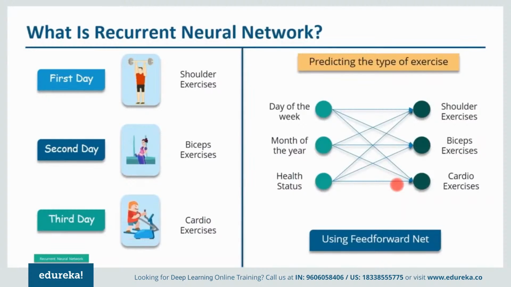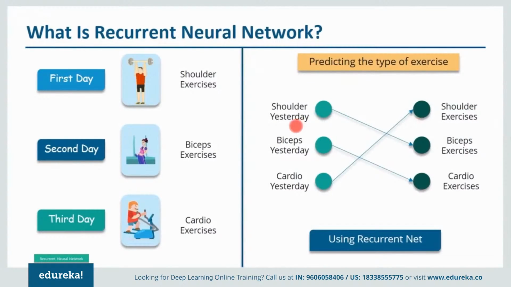So whatever output we'll get won't be as accurate as we want it to be. Now what if I change my inputs and I make my inputs as what exercise I've done yesterday? So if I've done shoulder, then definitely today I'll be doing biceps. Similarly, if I've done biceps yesterday, today I'll be doing cardio. Similarly, if I've done cardio yesterday, today I'll be doing shoulder.